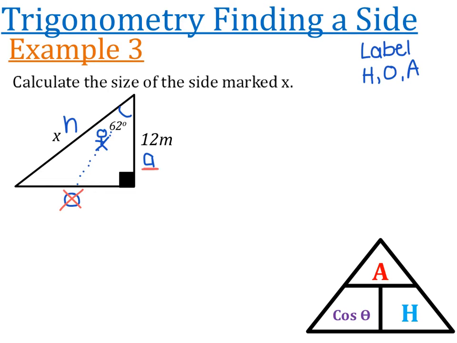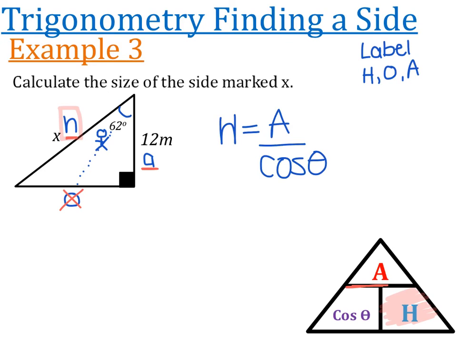The only two sides I'm interested in are A, because it has the 12 meters, and H, because it has the letter X on it. So this time I'm trying to find H. So I go into my triangle that's going to help me, and I cover up the letter H. And when I cover up the letter H, the only two things that are left are A and cosine theta, and they're on top of each other, which means I have to divide them. A over cosine theta. So let's go ahead and write that down. H for hypotenuse equals A divided by cosine theta.